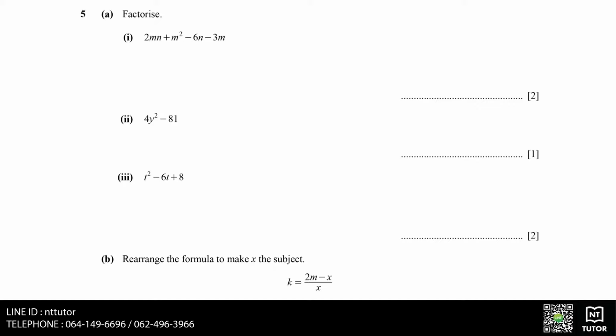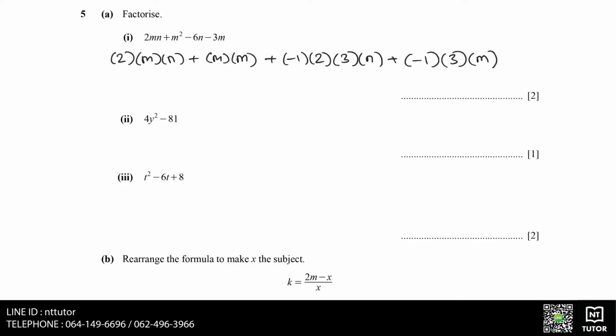A. Factorize 2mn plus m squared minus 6n minus 3m. This isn't a quadratic, so we do not factorize by putting it into two brackets right away. We factorize by taking out the common factors within the terms of the expression. And then we can take out the common factors in pairs.